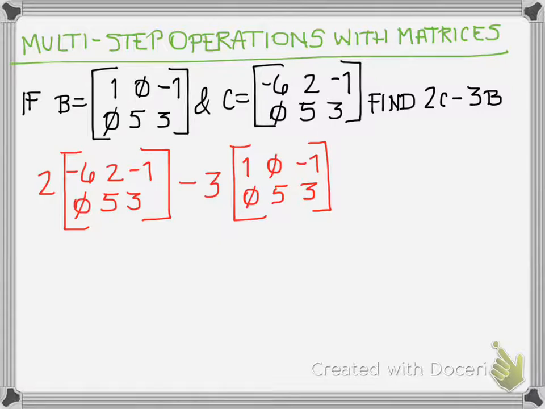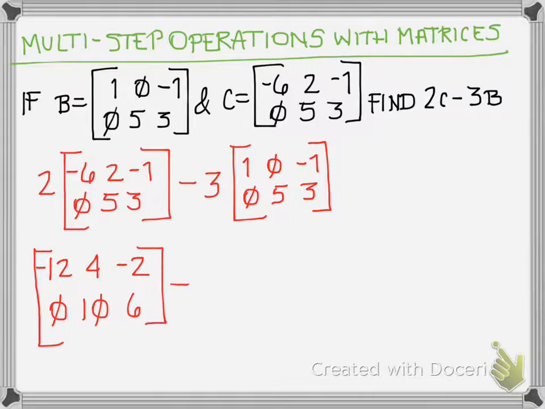So that will give me negative 12, 4, negative 2. 2 times 0 is 0. 2 times 5 is 10. And 2 times 3 is 6.